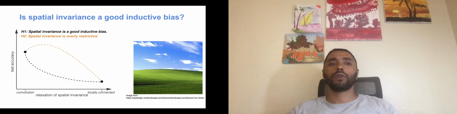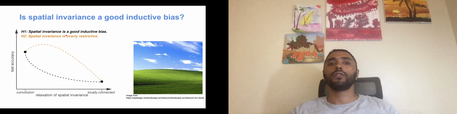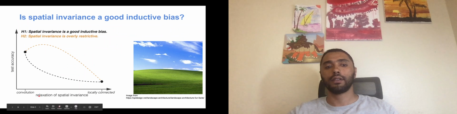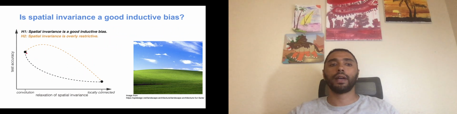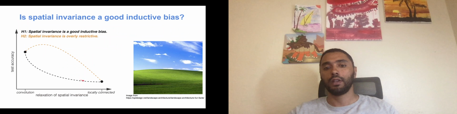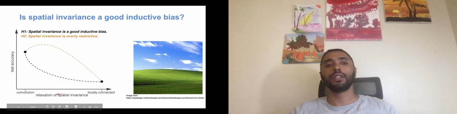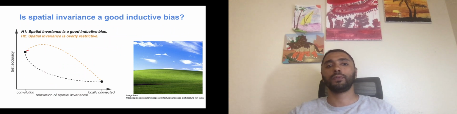So the main hypothesis we're trying to address here is that spatial invariance is overly restrictive. If spatial invariance is truly a good inductive bias, and if we have a tool that allows us to relax spatial invariance in convolution and traverse the space from convolution to locally connected layers, we'd expect accuracy to drop as we deviate from convolution and go towards locally connected performance. However, if spatial invariance is overly restrictive, we'd expect there to be an optimal point in between, where some degree of relaxation of spatial invariance is actually better than either convolution or locally connected alone.